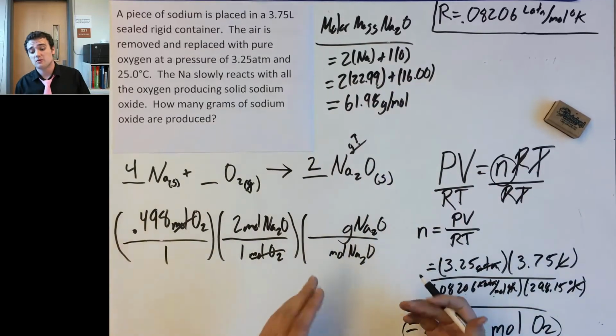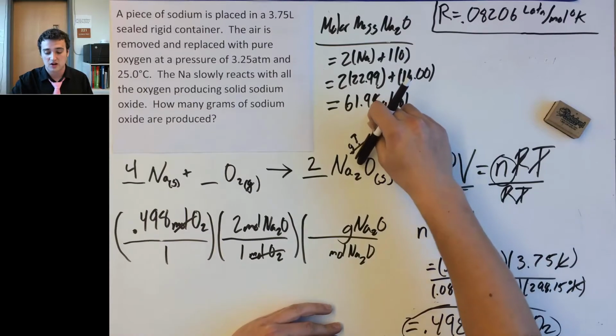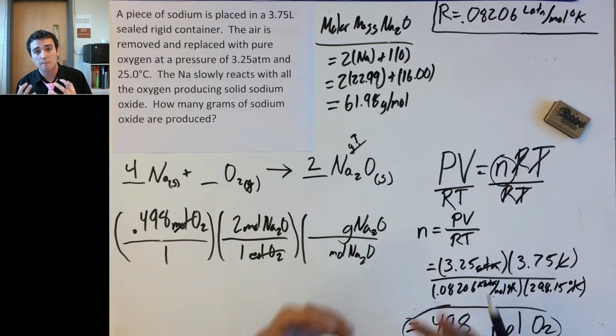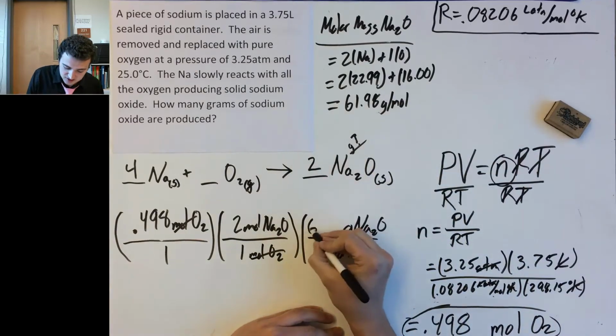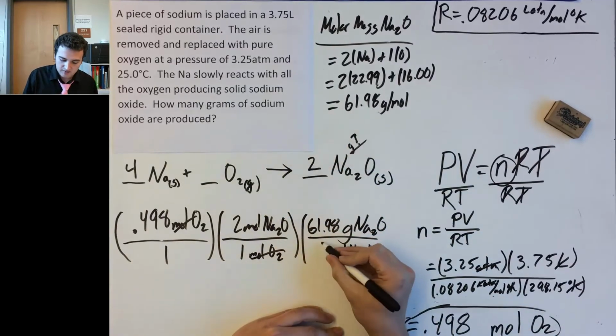And this number, of course, means that for every 61.98 grams of sodium oxide I will have 1 mole of sodium oxide. And the mole tells us how many particles we have. So I'm going to go ahead and plug that in. For every 61.98 grams of sodium oxide I have 1 mole.